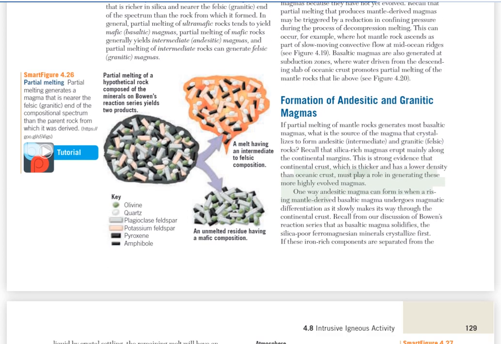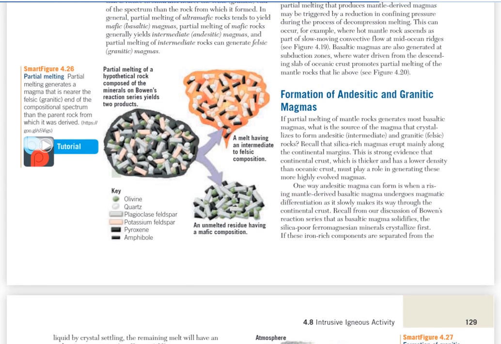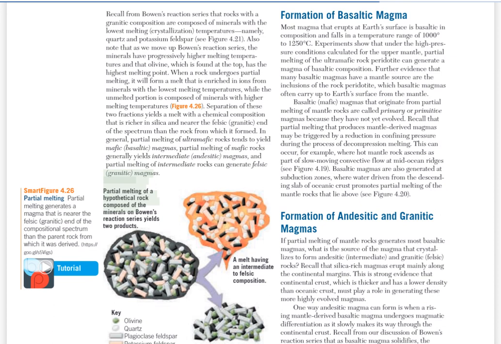One way andesitic magma can form is when a rising mantle-derived basaltic magma undergoes magmatic differentiation as it slowly makes its way through the continental crust. Recall from our discussion of Bowen's reaction series that as basaltic magma solidifies, the silica-poor ferromagnesian minerals crystallize first. If these iron-rich components are separated from the magma, the melt becomes more silica-rich.